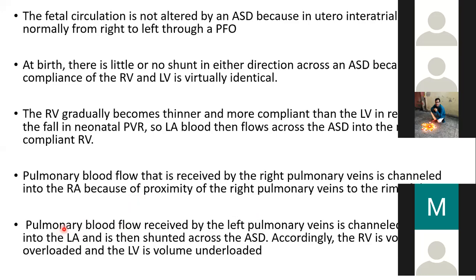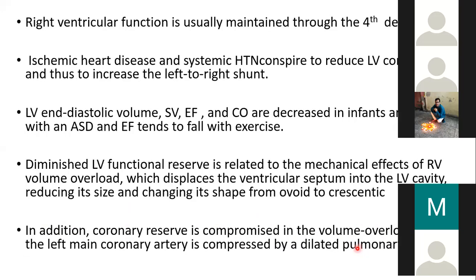So the pulmonary blood flow which is received by the left pulmonary veins is channeled directly into the left atrium and then is shunted across the ASD. So the RV volume is overloaded and the LV volume is underloaded. The right ventricle function is usually maintained through the fourth decade. Ischemic heart disease and systemic hypertension, which reduce the LV compliance, increase the left to right shunt. Left ventricular end diastolic volume, stroke volume, ejection fraction, and cardiac output are decreased in adults with ASD, and EF tends to fail on exercise.